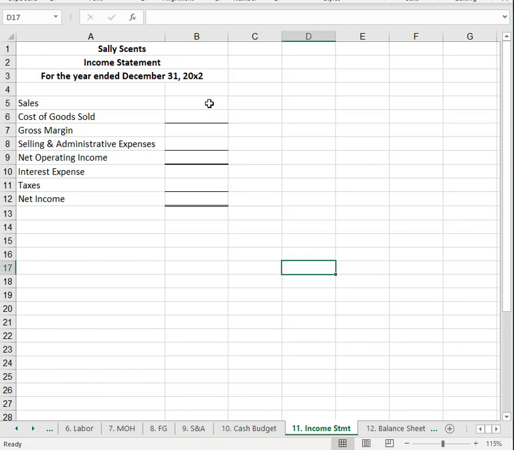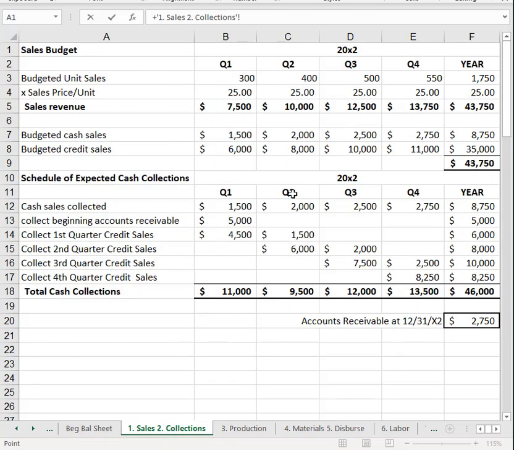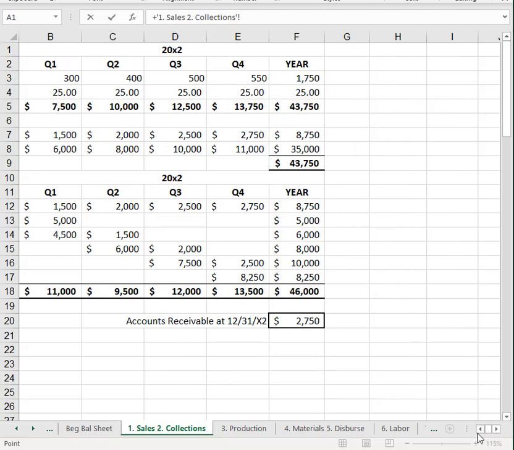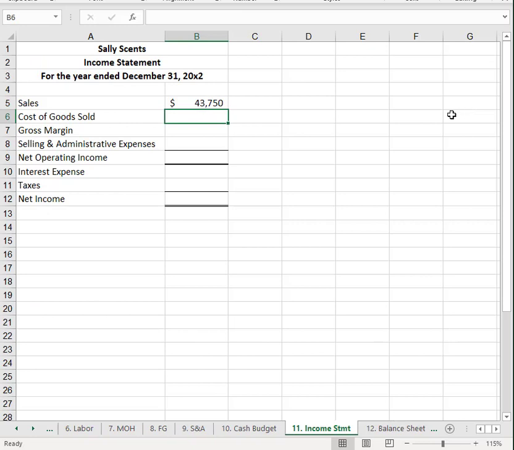Okay, so let's get started. We're going to be linking to prior activity. All right, so sales, it's going to be on our sales tab, and here we want sales in dollars, not in units. The income statement is reported in dollars. All right, let's go over here. Here we go. There's our total budgeted revenue. We could click on either cell because, of course, they're the same.